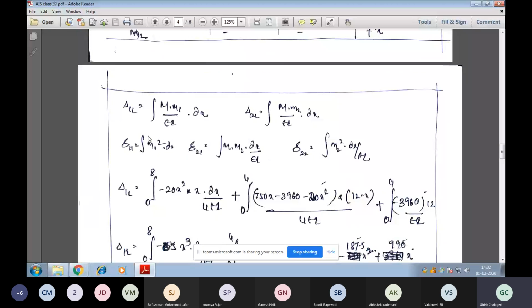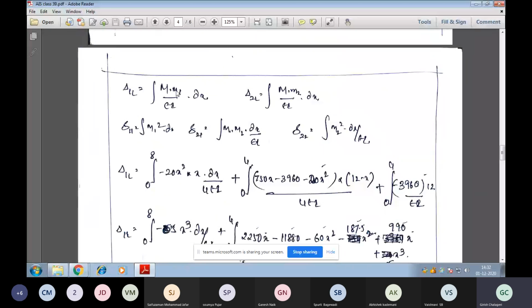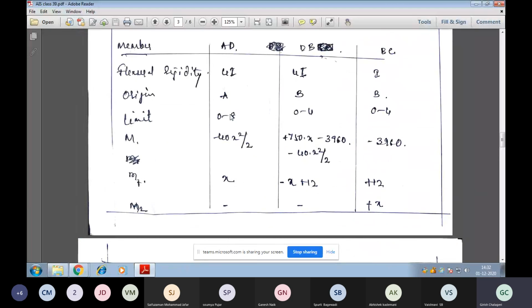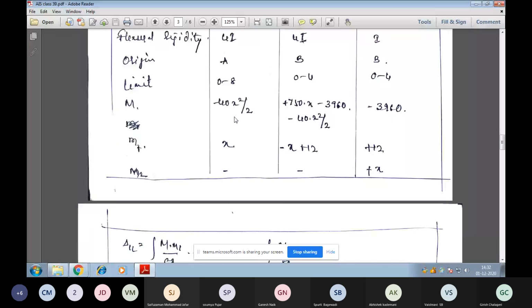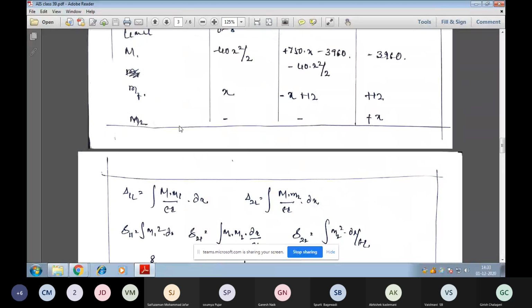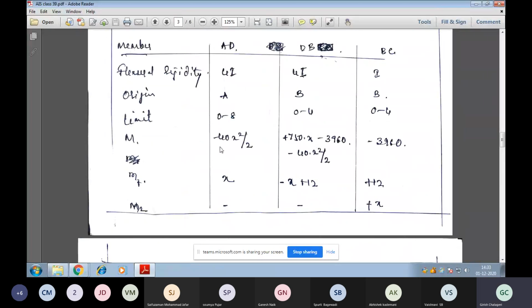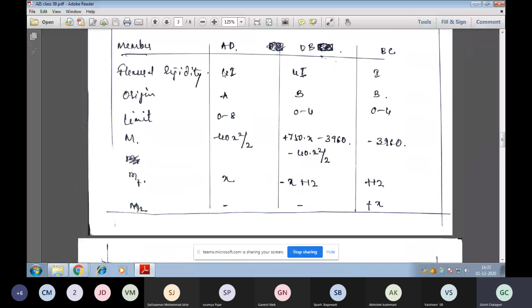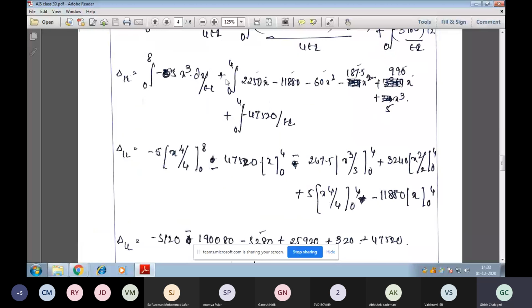We first find delta 1L. So delta 1L equals the first equation we are writing for M into M1. For member AD, the limit is 0 to 8. Integrate 0 to 8 of minus 40 into X square by 2. 2 and 40 cancel, only 20 is left: minus 20 X square into m1, which is X, into dx by 4 EI, because it is 4 times I, so it is 4 EI.